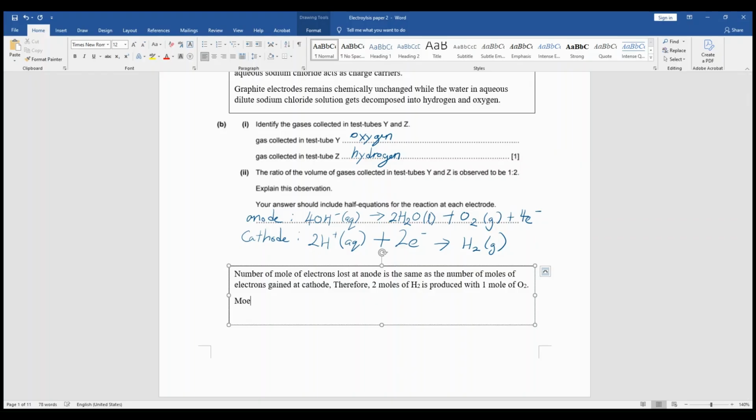Okay, so molar volume of all gases at RTP is the same. Therefore, the volume ratio of hydrogen to oxygen gas is also 2:1.